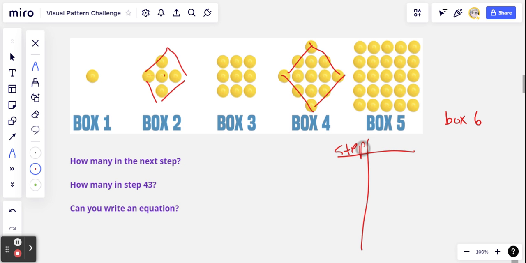So I'll make a chart with the step number and the number of balls in each step. So in step 1, we've got 1, in 2, that's 5, in 3, that's 9. In 4, what is this? So that's 5 across the middle, 6, 7, 8, 9, 10, 11, 12, 13. So there's 13. In step 5, well, that's just 5 on a side, so that's 25. And let's think about step 6 here.